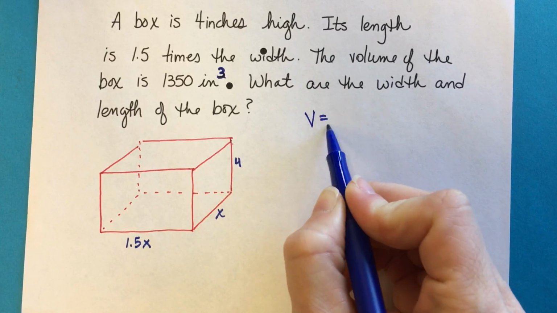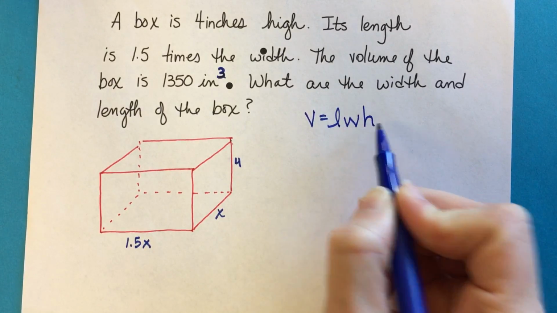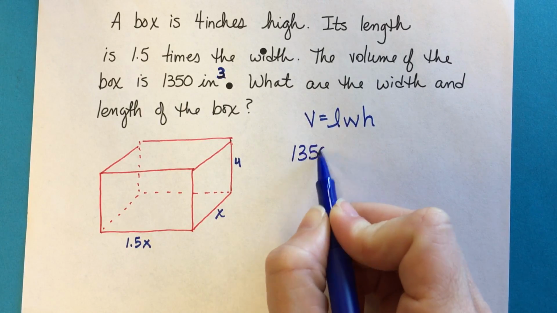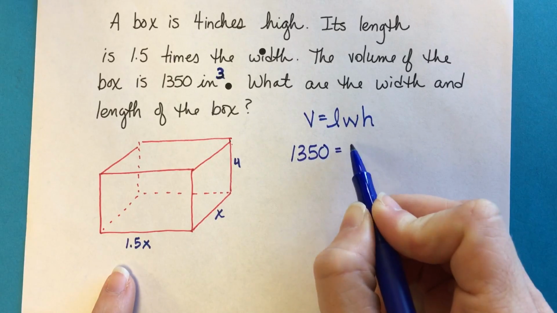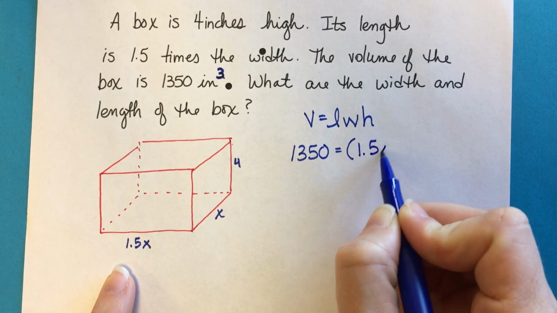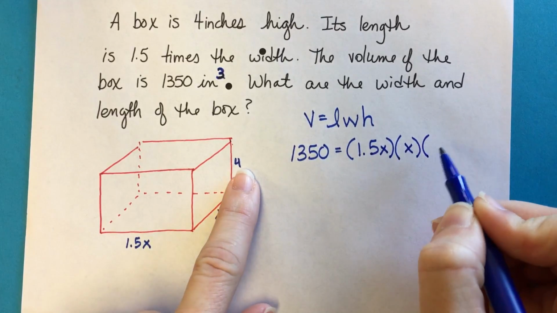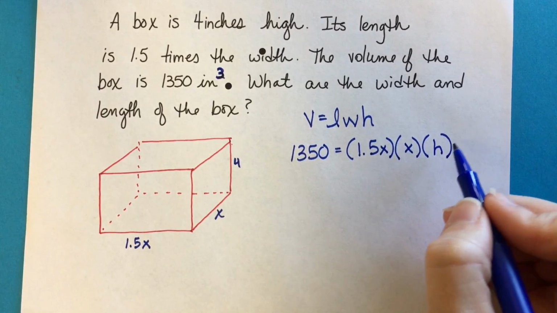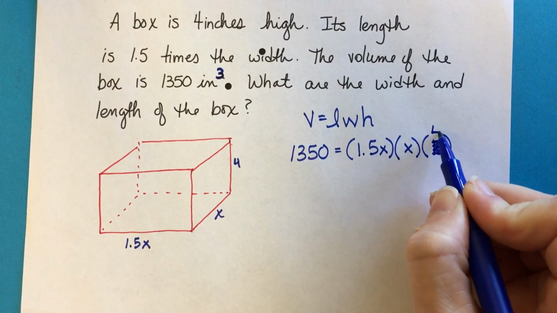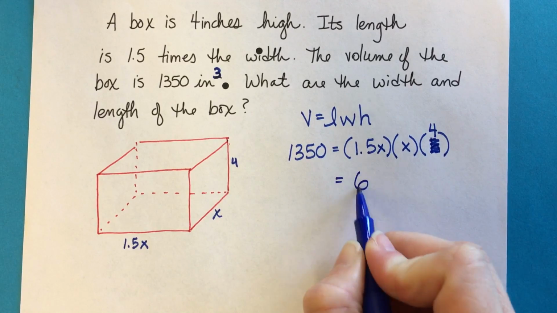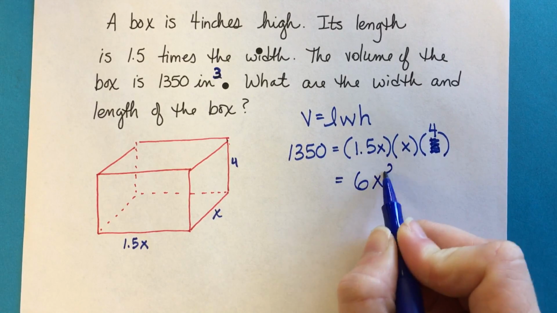Your volume of a box is length times width times height. We're told that our volume is 1,350. Our length is 1.5x. The width is x. The height is 4. I meant to put a 4 there. So let's multiply the 1.5 times the 4. That's going to give me 6. And the x times the x is x squared.